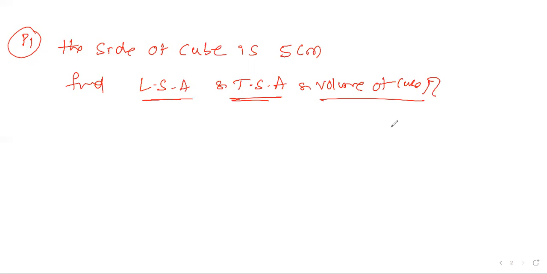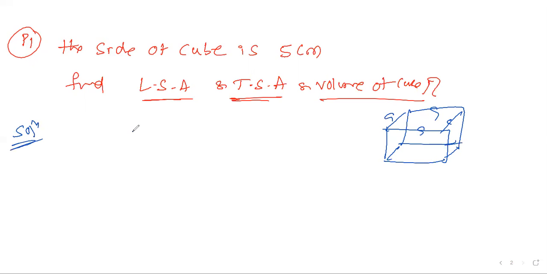You just have to take a cube. A cube has length, breadth, and height, and all are the same, so all sides are equal. That is what I mentioned. So we can take the solution. Only one side is mentioned, that is A equals 5 centimeters.